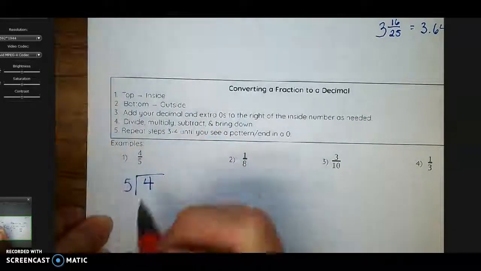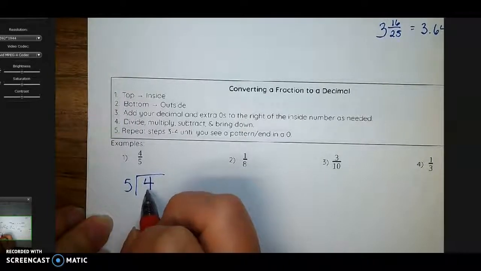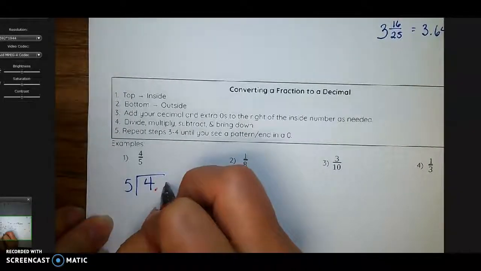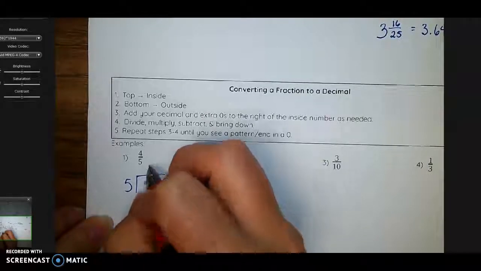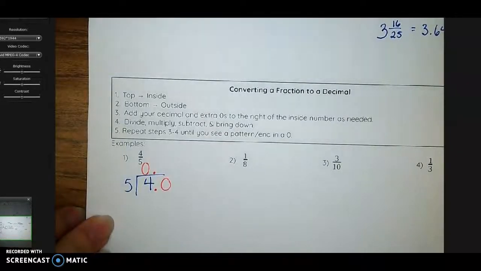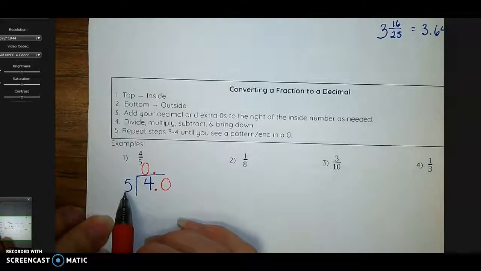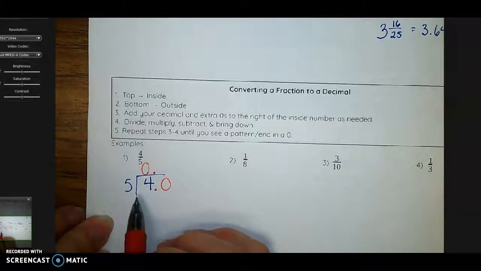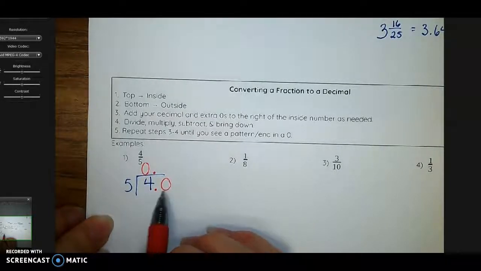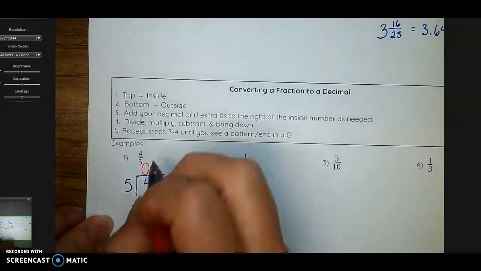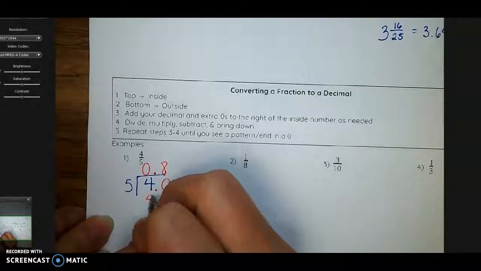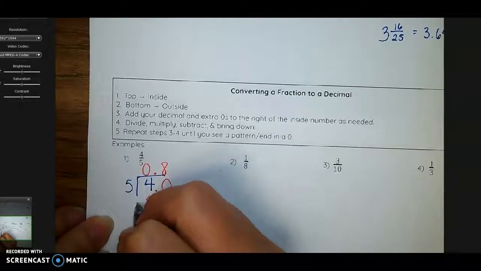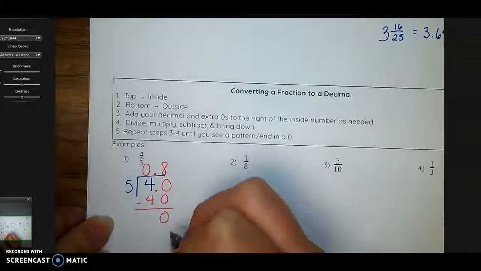So since I cannot make a group of 5 if I only have 4, I'm going to add a decimal place and a 0. So now I'm not asking can 5 go into 4, because it can't do that, but can 5 go into 40? So out of 40, how many groups of 5 can I make? Well, I can make 8 groups. And then 8 times 5 is 40. When I subtract, I get 0, so I'm all done.